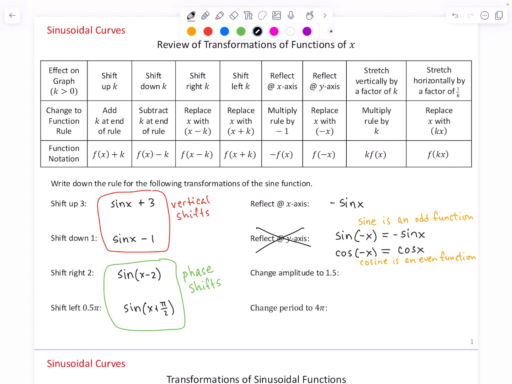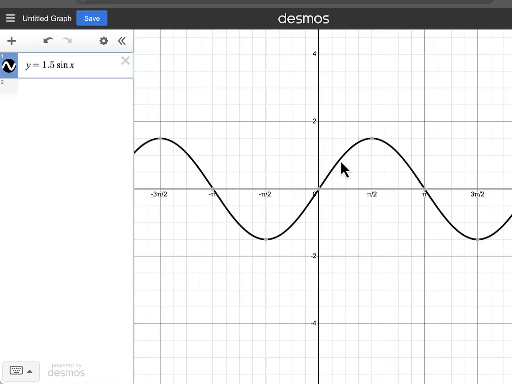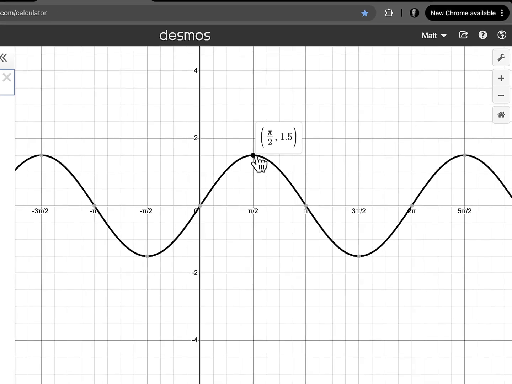Now to change the amplitude, we want to do a vertical stretch. If you want to do a vertical stretch by a factor of k, then you simply multiply the rule by k. So you do k times the function. So if you want to change the amplitude to 1.5, then we need to do a vertical stretch by a factor of 1.5. So we begin with sine of x and multiply by 1.5. And we have now a vertically stretched sine wave that goes as high as 1.5 units above the midline and as low as 1.5 units below the midline. So the new amplitude is 1.5.